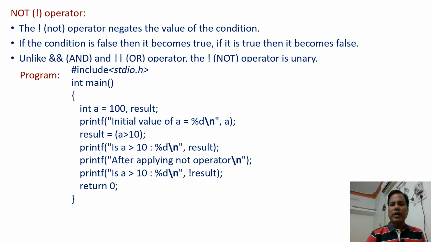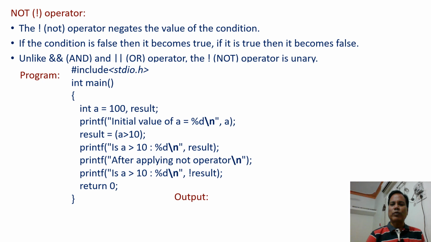The next statement after applying the NOT operator, printf is A greater than 10, then result. So we are applying the NOT operator. So the NOT operator negates the value. If it is true, it becomes false. So here result is 1, that is true. So here at this point 0 is printed, not result. What is the value of result? Opposite to that one. So it was 1. So not 1, that is 0. 0 gets printed here.